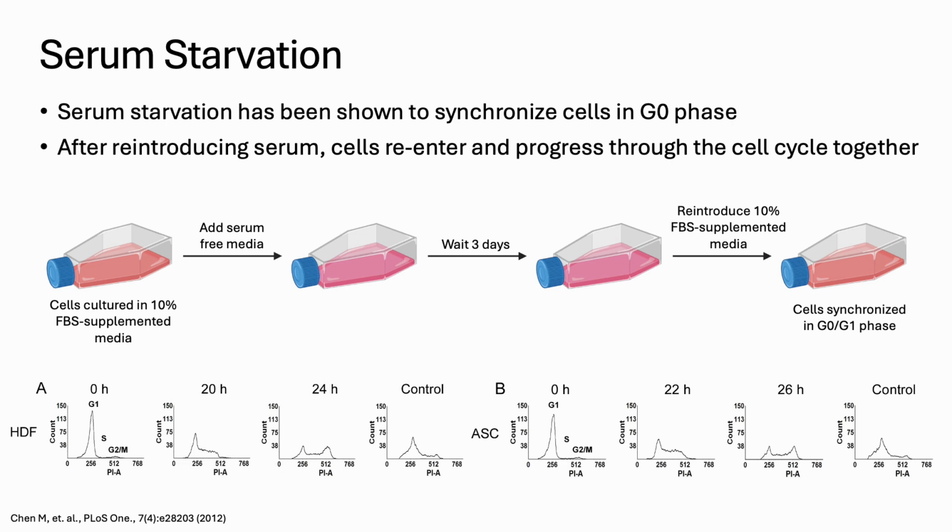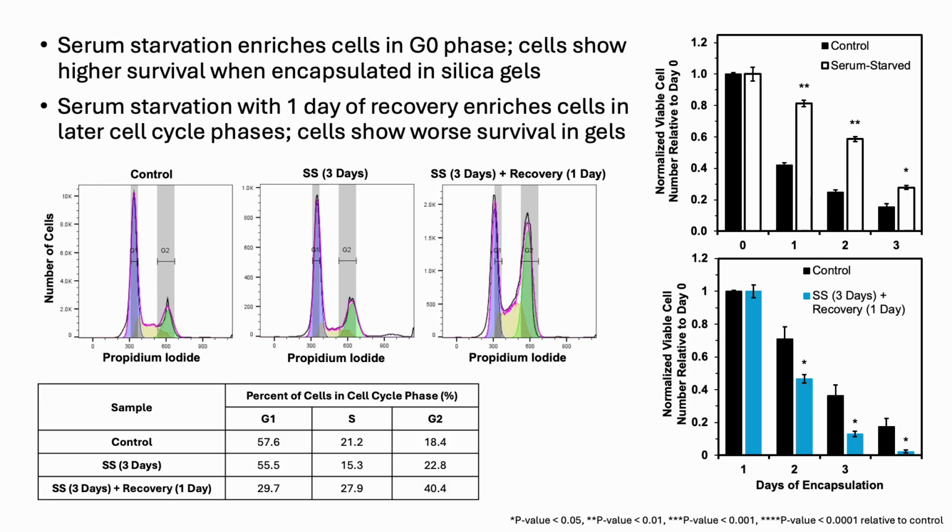The graphs along the bottom of the slide show the cell cycle distribution of 2 different kinds of cells that were synchronized using serum starvation. At the 0-hour time point, right after serum starvation, most of the cells are enriched in the G0/G1 phase. After reintroducing serum, the later time points show the cells progressing through the cell cycle together. Here are the results from some of my research.